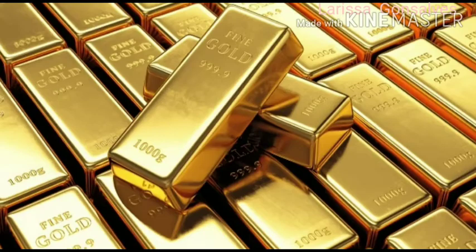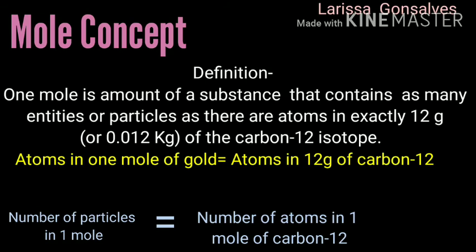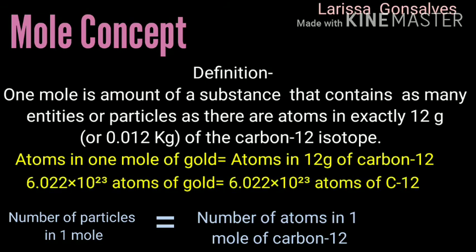Let us take an example of gold to understand the definition of 1 mole. So the atoms in 1 mole of gold is equal to atoms in 12 grams of carbon-12. Which means 6.022 into 10 raised to 23 atoms will be equal to 6.022 into 10 raised to 23 atoms. The Avogadro's number, that is 6.022 into 10 raised to 23, is just used to represent entities like particles, atoms, electrons, etc. Like we use a pair for 2 and dozen for 12.